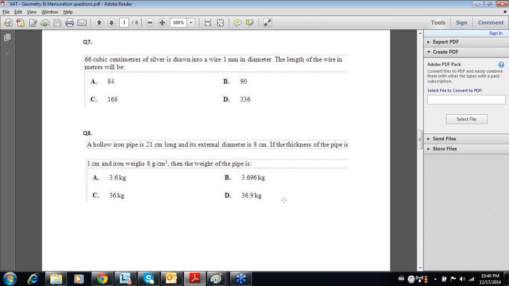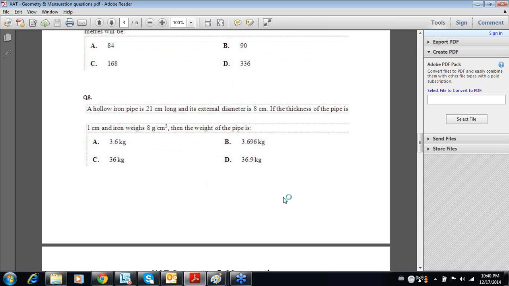Okay, moving on to question number 8. A hollow iron pipe is 21 centimeter long and its external diameter is 8 centimeter. The thickness of the pipe is 1 centimeter. Iron weighs 8 gram per centimeter cube. What is the weight of the pipe? Okay, so you must be clear with internal diameter and external diameter.